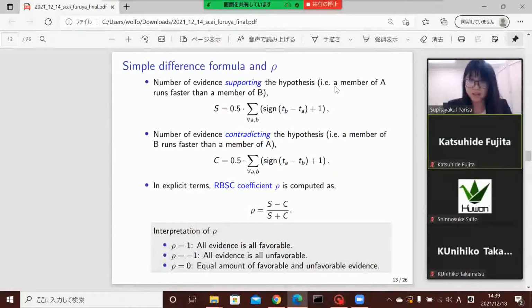So here is the simple difference formula. We use the number of supporting evidence and the number of contradicting evidence, S and C, to compute the RBSC coefficient. By using this formula, we can get the RBSC coefficient. So this gives an idea of how to calculate the RBSC coefficient. Then we can use this coefficient in the algorithm.